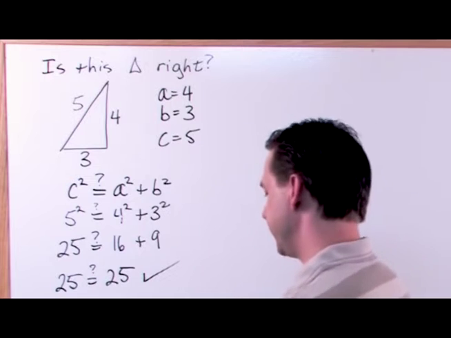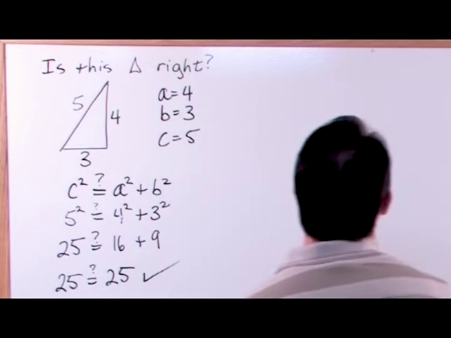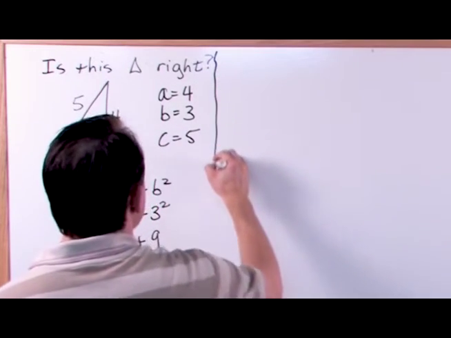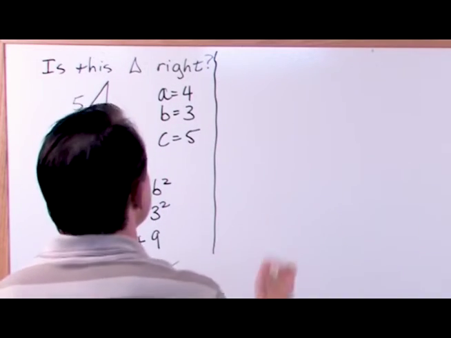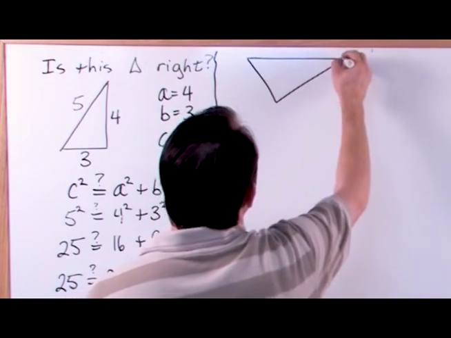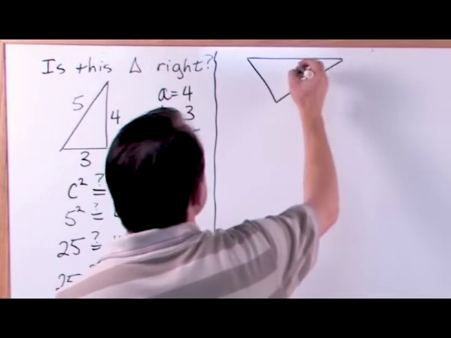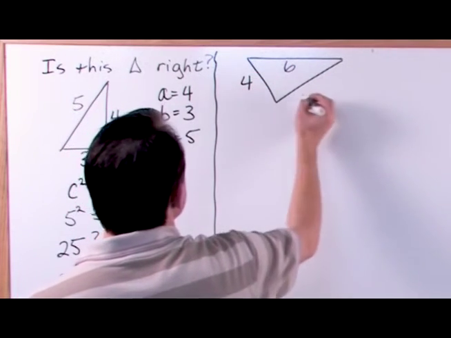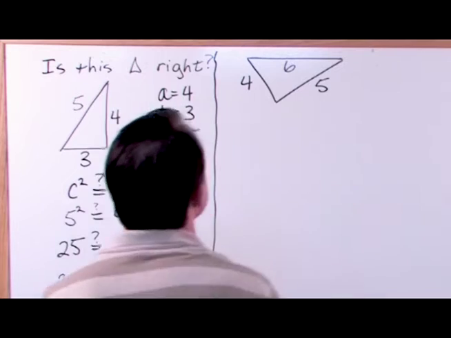Let's do another one of these. I'm going to do it right here. Okay, let's draw another triangle. Again, I have no idea if this is a right triangle or not, but they say, okay, here is the length of that side, here's the length of that side, and here's the length of this side.